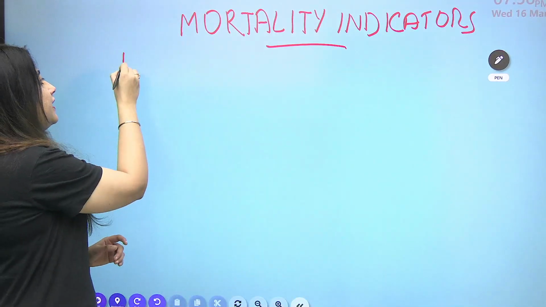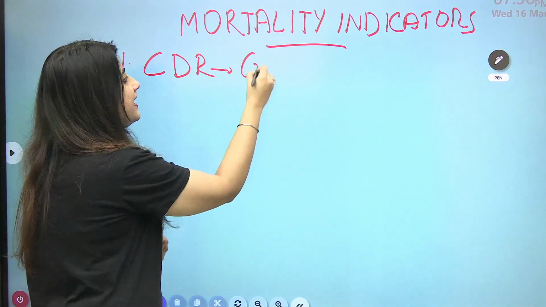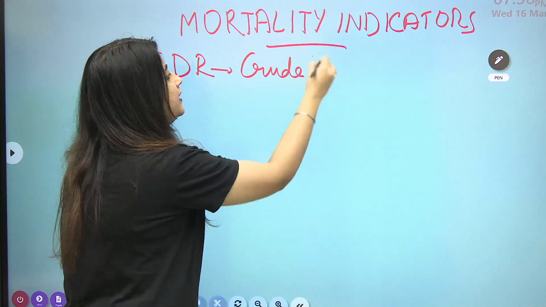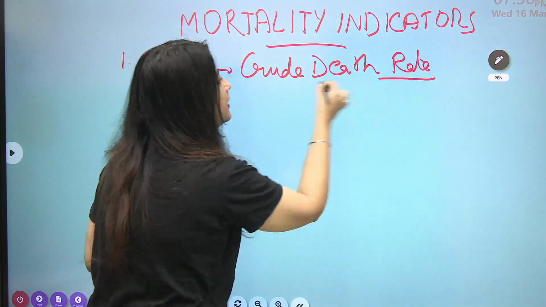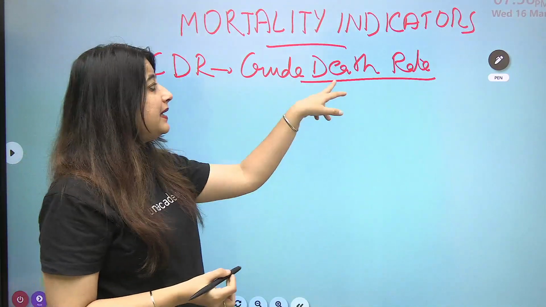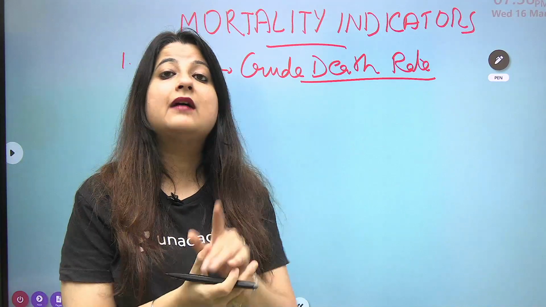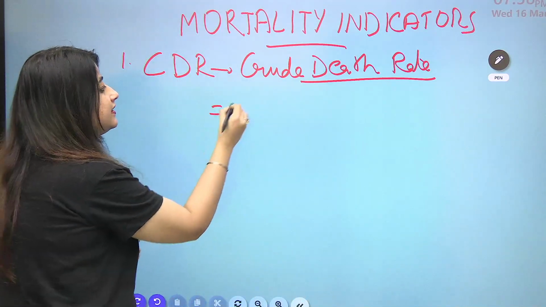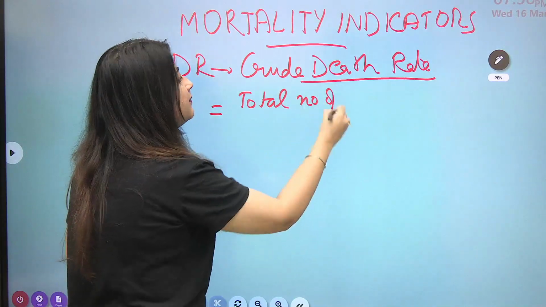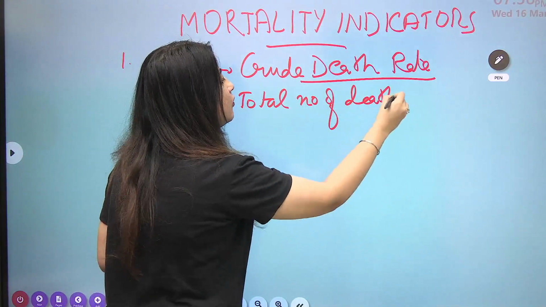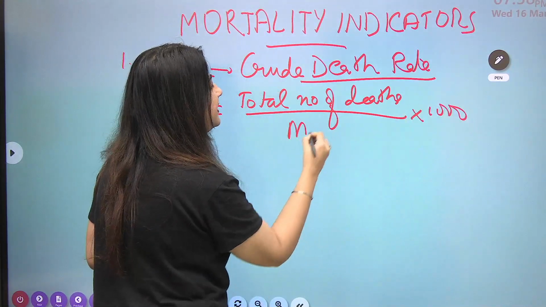Okay. So the first one that you must know is CDR. What is CDR? CDR is crude death rate. Now I'm going to tell you a very important point which will help you in your exams. Whenever the word death is used, the denominator automatically becomes the mid-year population. So look at the first one. Crude death rate is the total number of deaths per 1000 mid-year population.